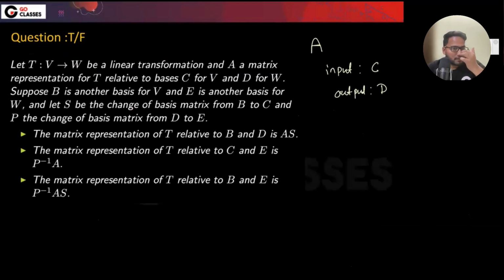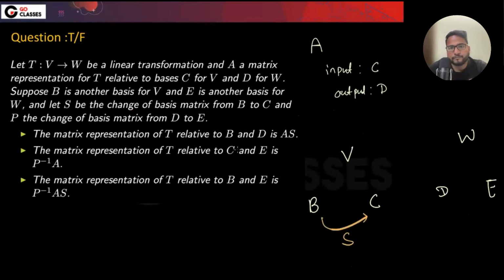So here for capital B, there are two bases, I think, B and C. For capital W, there are two bases, D and E. Now they're saying there is a change of basis matrix S, the change of basis from this basis to this basis, and P is a change of basis from this basis to this basis. They're not doing the transformation, they're just changing the basis.